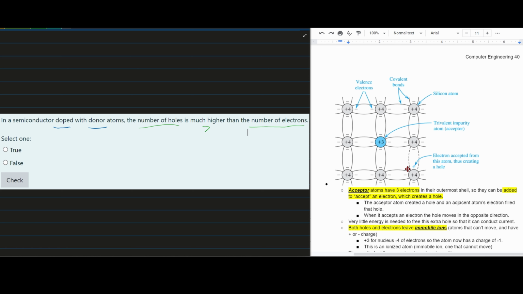And so if we had multiple of these for the acceptors, that means we would have +3 all here, meaning that each of these would be missing an electron. And so we would have a bunch of holes here.